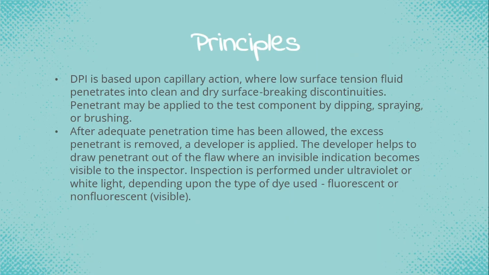Next is the principles. The dye penetrant inspection is based upon capillary action, where low surface tension fluid penetrates into clean and dry surface-breaking discontinuities. Penetrant may be applied to the test component by dipping, spraying, or brushing. After adequate penetration time has been allowed, the excess penetrant is removed. A developer is applied. The developer helps to draw penetrant out of the flaw, where an invisible indication becomes visible to the inspector. Inspection is performed under ultraviolet or white light, depending upon the type of dye used, fluorescent or non-fluorescent.